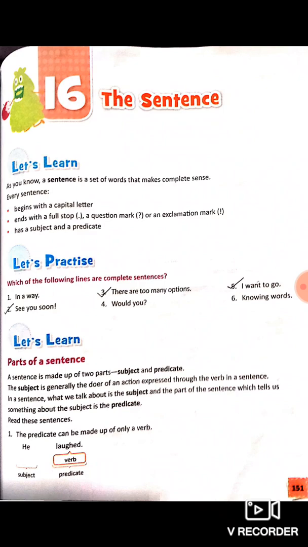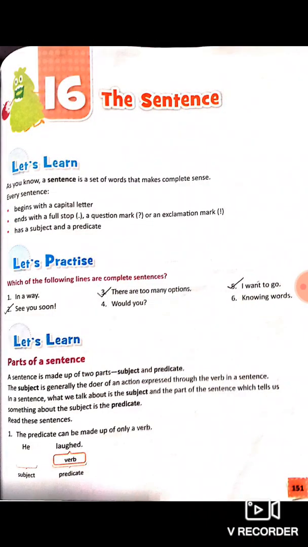Okay, now having done this, we move to the next part, that is let's learn part of a sentence. We know that a sentence is made of 2 parts, that is subject and predicate. Now what is the subject, children? A subject is usually that which does the action in the sentence. It is the doer of the action or the one that performs the action. And what is the predicate, children? The predicate is that which is being told about the subject. What we talk about the subject is called the predicate of the sentence.